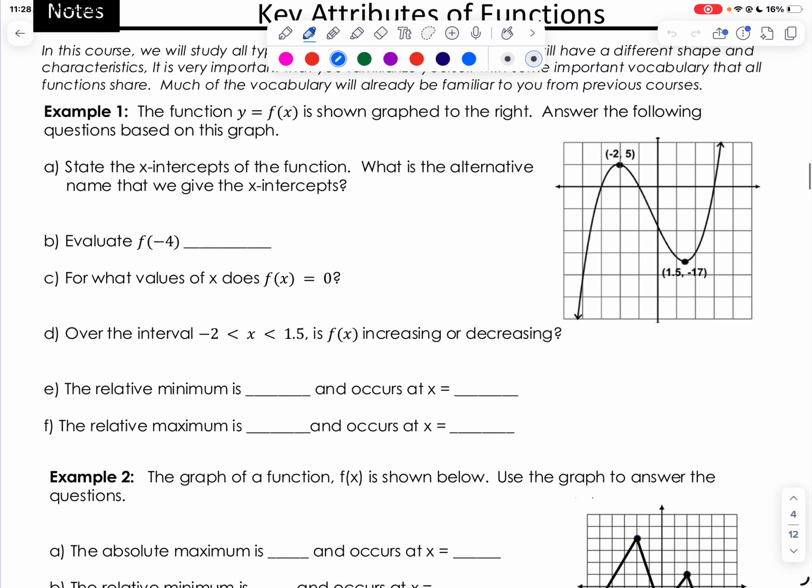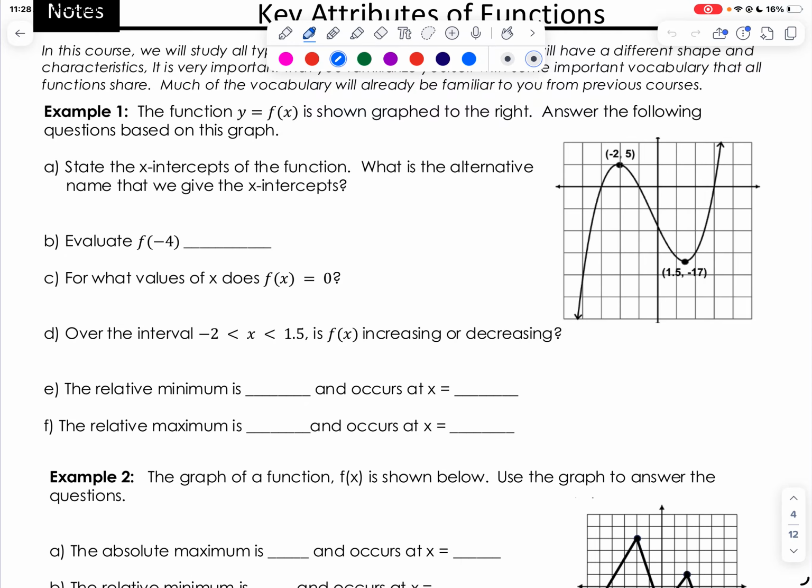So in example 1, we have the graph of y equals f of x shown to the right. Answer the questions based on the graph. In part A, they want you to state the x-intercepts for the function. Remember, in your coordinate plane, your x-axis is your horizontal axis, and your x-intercepts occur wherever the function crosses the x-axis. So it comes up, crosses the x-axis here, then goes around, comes down, crosses here, goes down, and comes back up and crosses it here.